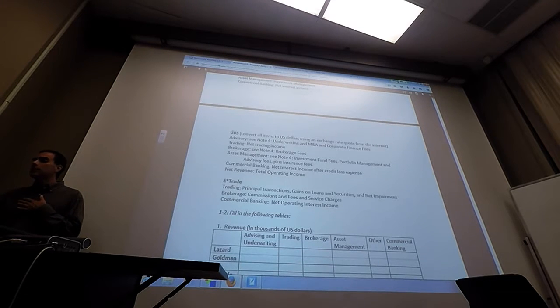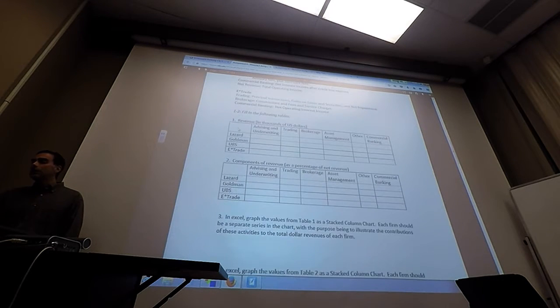For UBS, since it's a European firm, get an exchange rate quote from the internet and convert everything to US dollars. That's something you should just be aware of in general. If you want to compare a foreign firm, you've got to convert it to dollars. And I give you these tables here just to fill in with the numbers.